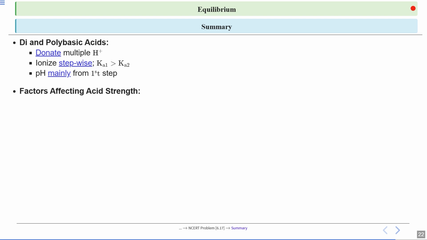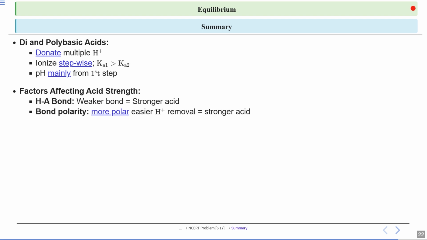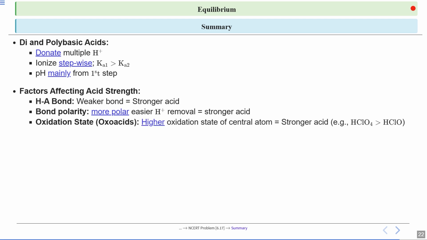Next, we saw what the factors are that affect acidic strength. First is the HA bond. A weaker bond means a stronger acid. We have seen that as the size of the element increases down a group, the acidity also increases. Whereas in the case of a period, as we move from left to right, the acidity also increases because we now have a greater polarity due to the extra electronegativity when moving from left to right. Third thing was oxoacids. The greater the oxidation state of the central atom, or the greater the number of electronegative elements in the oxoacid, the greater is its acidity.